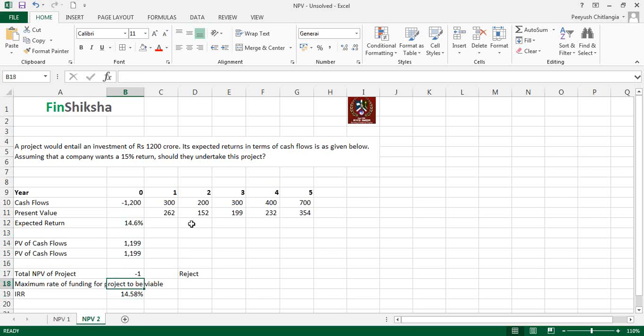If IRR is lesser than the expected return from the project, then you reject the project, which in a sense means a non-positive or negative value for the NPV of the project. That's how you solve this particular question on NPV and IRR.